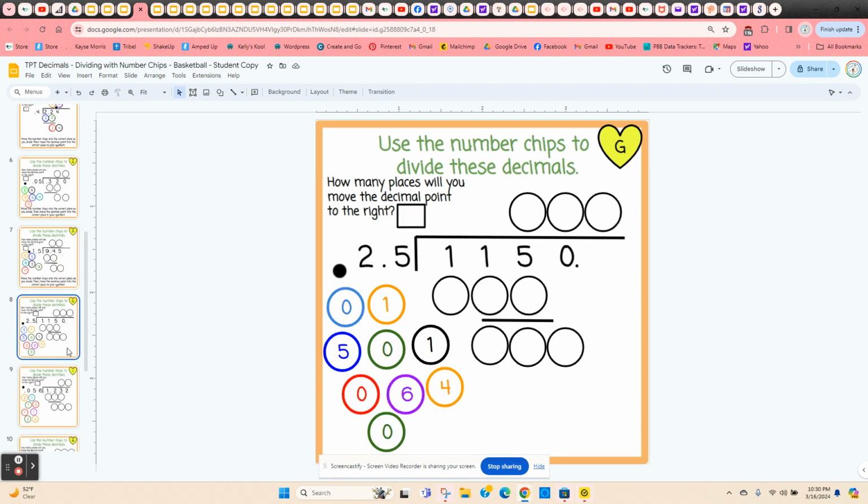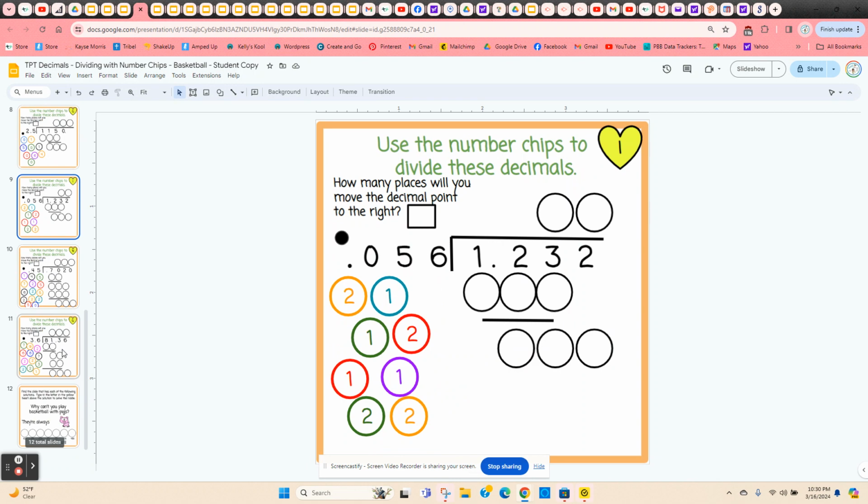So they have several to practice. They get a little bit more difficult as they go.